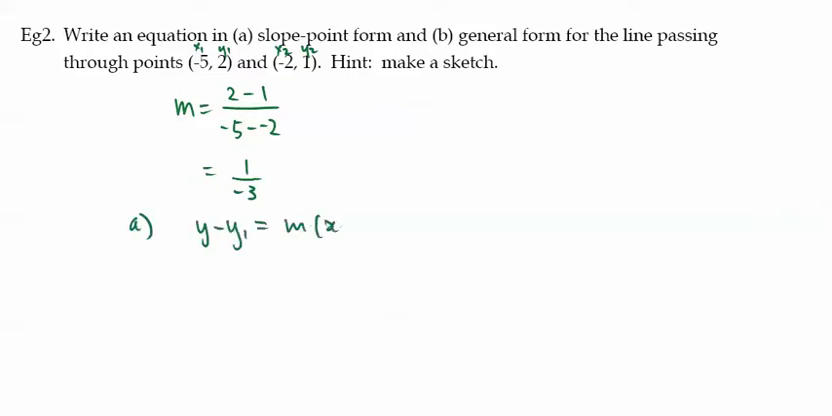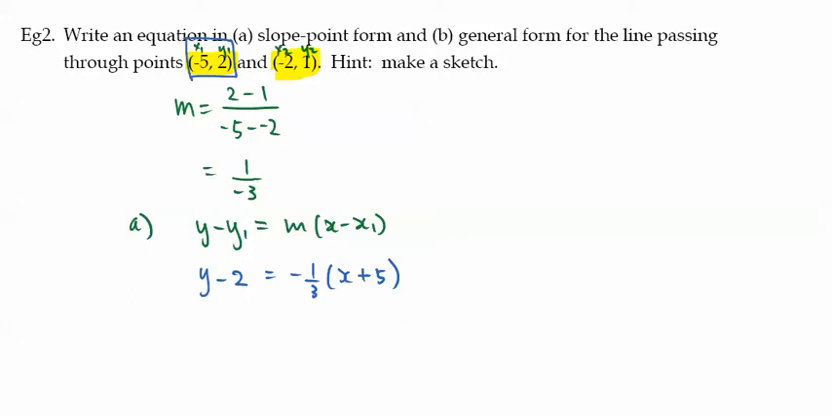We have the slope, and we need 1 point. It doesn't matter which point you use. We got 2 points here, and I can choose any of these 2 points to create the slope point form. So let's say I stick with the first point: y minus y1 equals negative 1/3 times x minus x1, so x minus negative 5 gives us x plus 5. This will be the equation in slope point form.